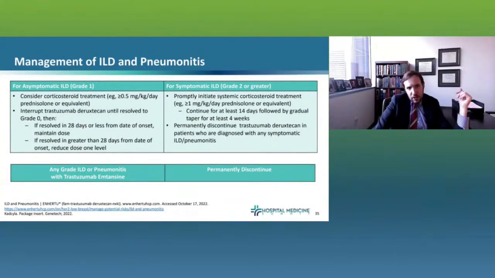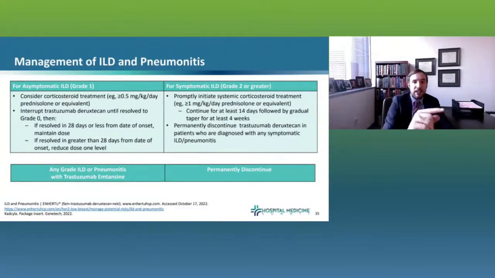They won't be in the hospital, but we hold the drug until we get repeat imaging, and it's grade 0, meaning we don't see it. And then you can consider restarting the drug. Pretty clear though, if it's grade 2 or higher, meaning they are symptomatic, you don't mess around with that drug anymore, and you give them steroids.